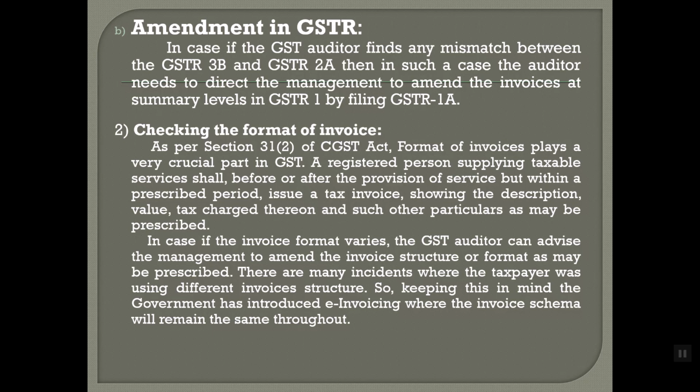Amendment in GSTR. In case the GST auditor finds any mismatch between GSTR 3B and GSTR 2A, then in such a case, the auditor needs to direct the management to amend the invoice at summary level in GSTR 1 by filing GSTR 1A. If there is any mismatch in a sale invoice, we can amend it in GSTR 1A by filing an amendment of invoice.